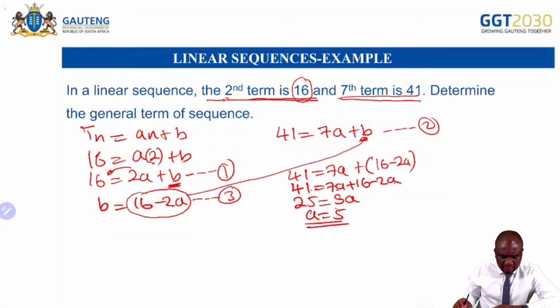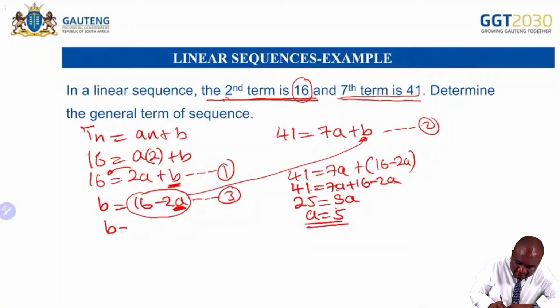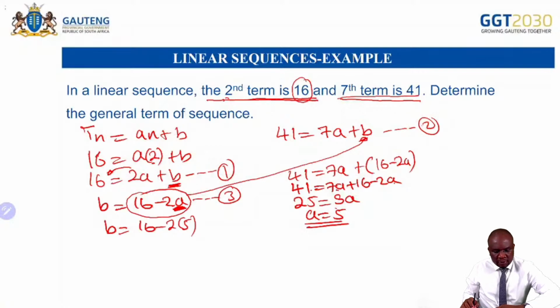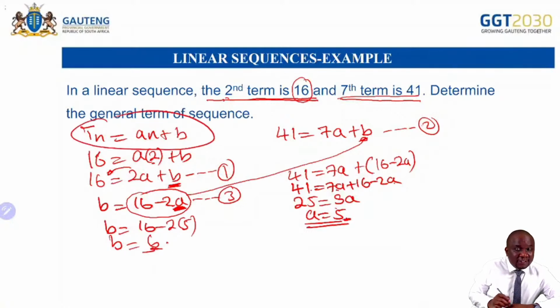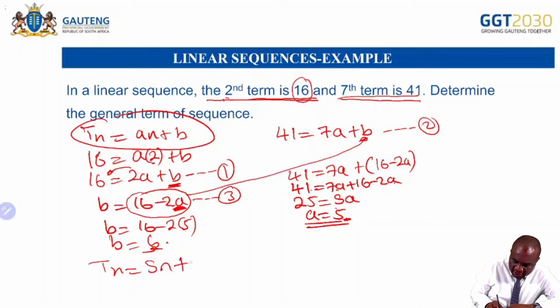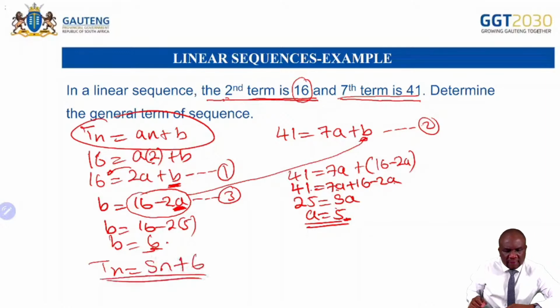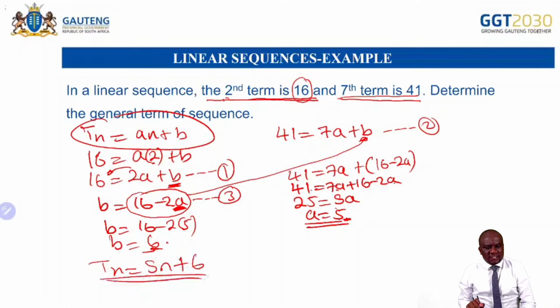You see that? Then we come back to our equation 3, and where there's A, we put 5, and then we get B. So B is equal to 16 minus 2 times 5. 2 times 5 is 10. Then 16 minus 10 is 6. B is equal to 6. So we have A, we have B, and we can write our general term. Tn is equal to An, so it's 5n, then B is 6, so plus 6. Done. That's how you find your general term.